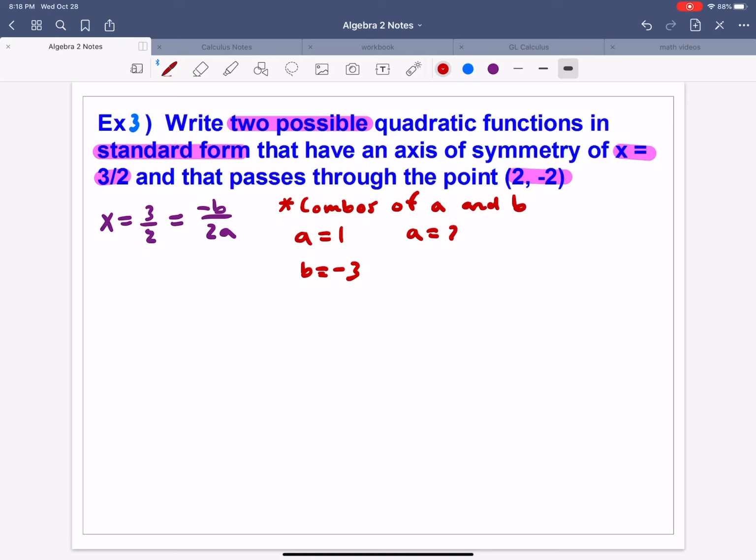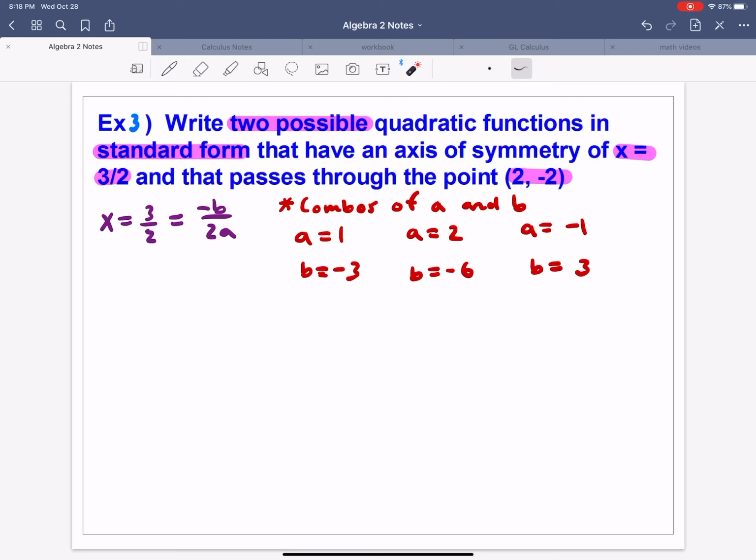We could let a be 2 and b could be -6. Again, when I plug a -6 in the top, that becomes +6 all over 4, and 6 over 4 reduces to 3/2. So that's another combination of a and b. Let's come up with another one. I could be creative here and flip the negative sign. I could make a -1 and b +3. Again, that works because I'd have -3 on the top all over -2 on the bottom, which reduces to 3/2.